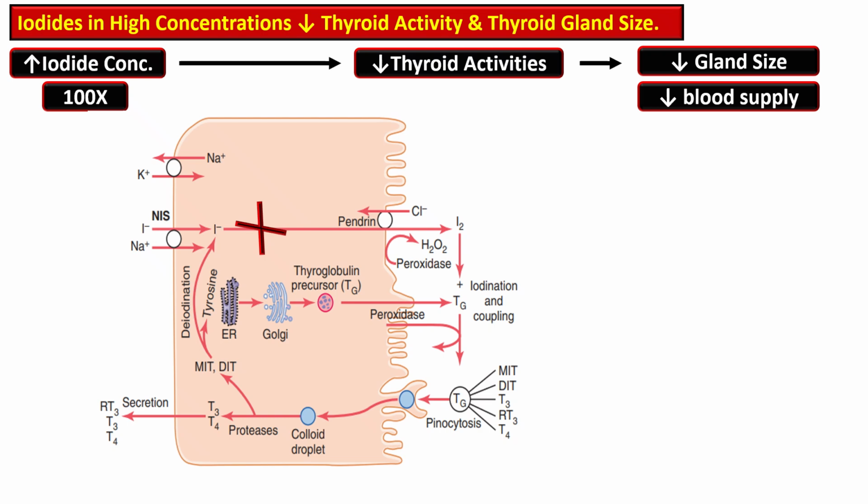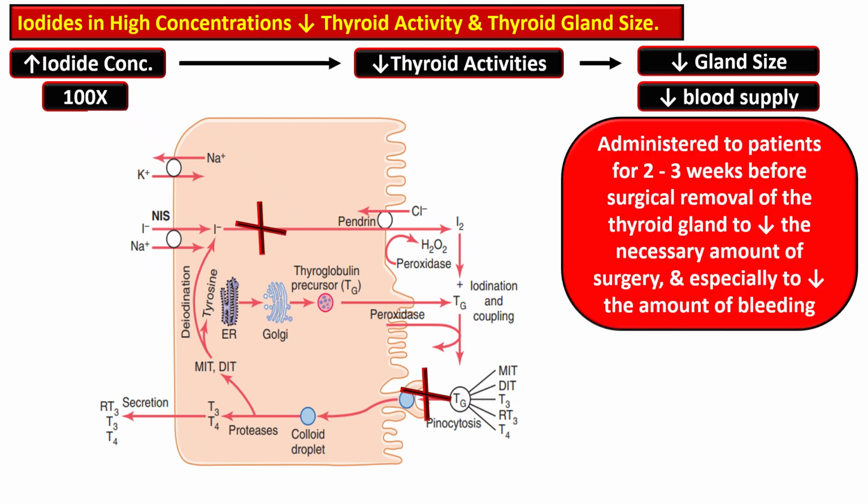So what are the effects on the thyroid? The effect on the thyroid hormone output is that there is a sharply decreased thyroid hormone output that occurs within hours. The thyroid gland size is slightly decreased, while the blood supply is decreased. So that decrease in blood supply aids in surgical preparation.